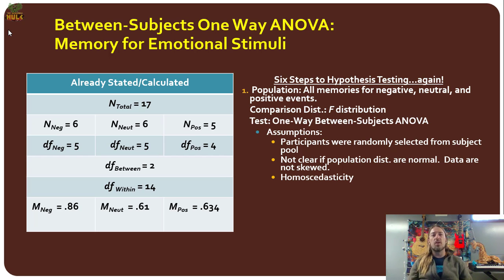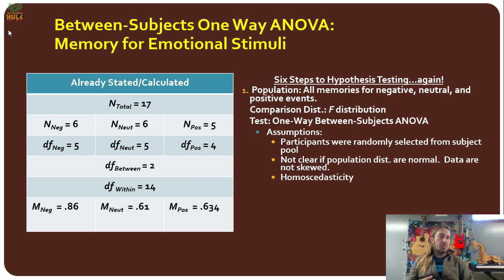So the 6 steps start with identifying the populations, right? We have populations of individuals exposed to negative events, in this case pictures, populations of individuals exposed to neutral events, and populations of individuals exposed to positive events, right? Memories for these particular events.